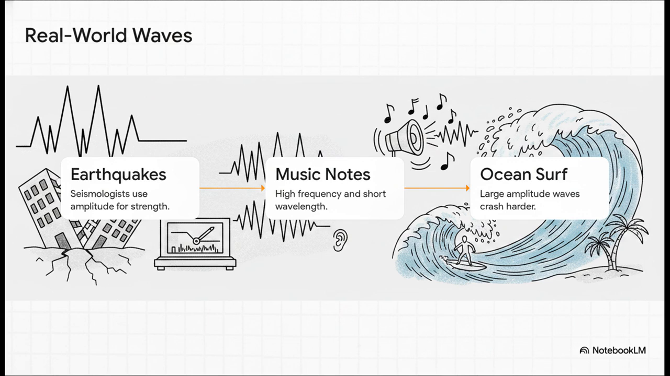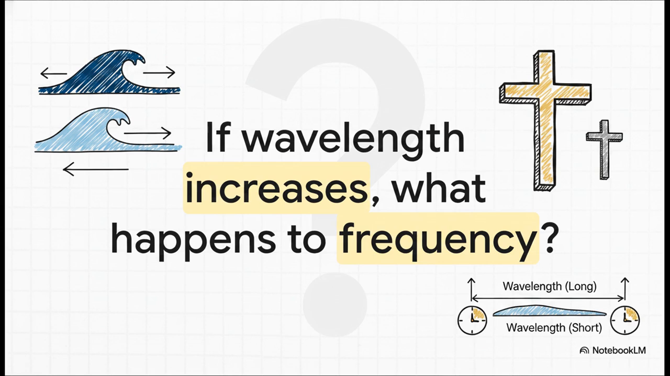For instance, seismologists rely heavily on amplitude. Taller seismic waves on their monitors indicate a much more energetic, dangerous earthquake. In the realm of music, when you hear a piercing, high-pitched note, your ear is actually detecting a sound wave with a very high frequency and a really short wavelength. And out in the ocean, surfers know for sure that large amplitude waves carry the most energy, creating the hardest crashing surf.